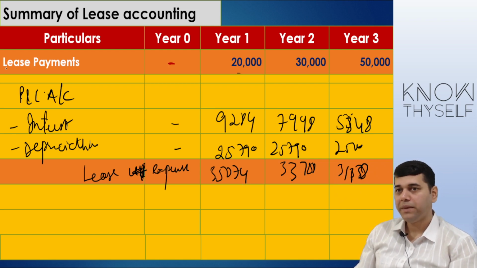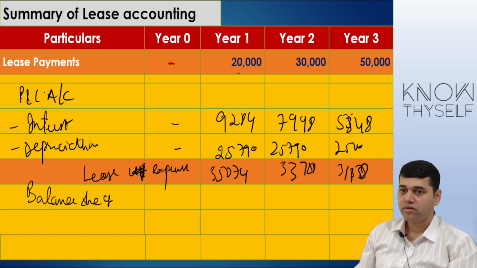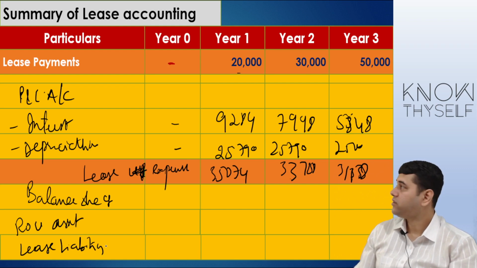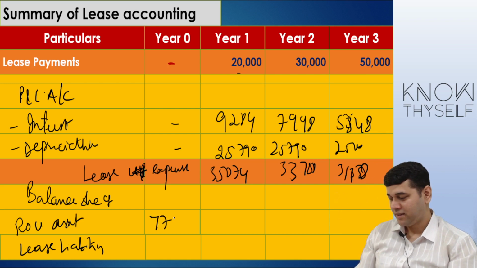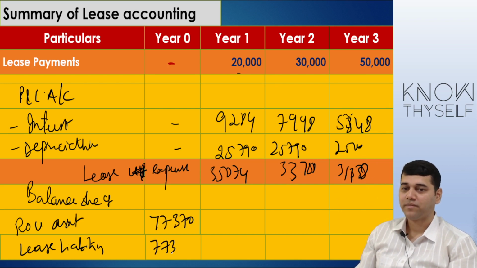Now, this is the P&L extract summary. Followed? Now, what is your balance sheet? What do you have in the balance sheet? Asset side, you have the ROU asset, and liability side, lease liability. Okay, what is your ROU asset? 77,370. In year zero, do I have anything? Yes, you passed the first entry on zero, right?